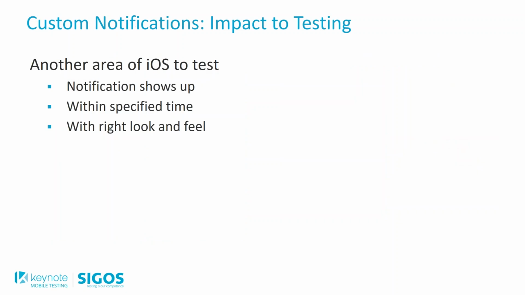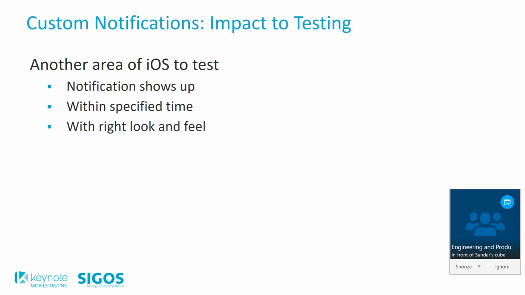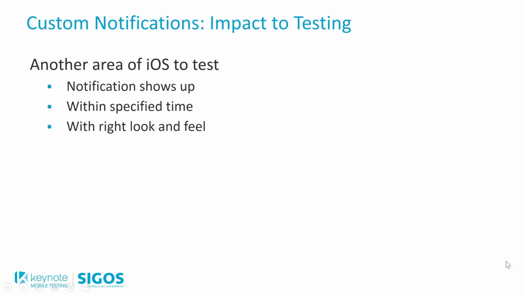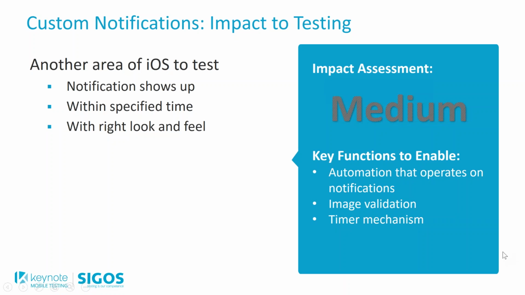So what does this mean for impact to testing, the custom notifications? Well, again, it's another area of iOS to test. You have to make sure that the notification shows up. You need to make sure that it's within a specified period of time that you deem as acceptable, and it needs to have the right UI. You also may have limited capabilities, things you can do from the notification. And so this means that you need to test that functionality as well. So whatever capabilities you need to do from the notification, like being able to cancel your Uber ride.